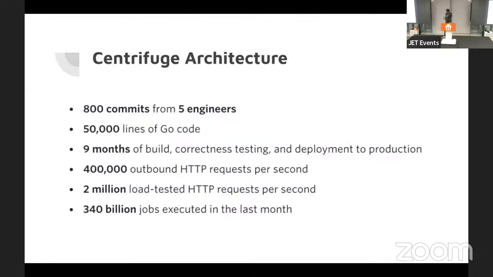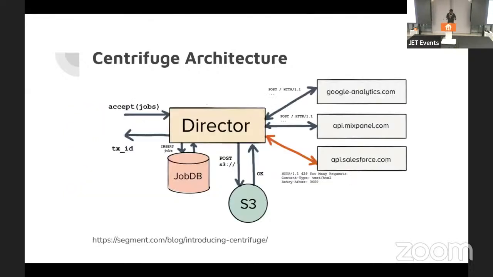And these are some stats from the architecture from the blog. I think it's a really good blog to read. Basically, how this works is they ingest tons of events on the director. They're able to push it into the jobs DB, which is MySQL in their system, and are able to prune it by not deleting, but dropping the entire table to S3.